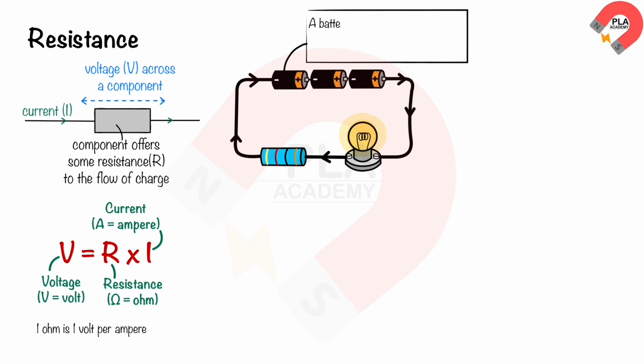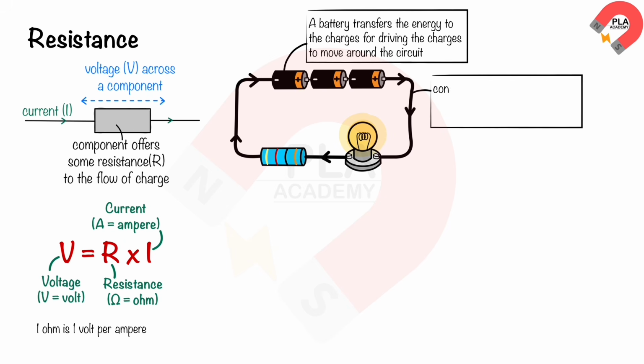A battery transfers energy to the charges for driving the charges to move around the circuit. All components in a circuit offer some resistance to the flow of charge. For example, connecting wires allow charges to pass through very easily, losing very little of their energy. The flow of charge through some components is not so easy, and a large amount of energy may be used to move the charges through them. This energy is transferred, usually as heat and other forms of energy.